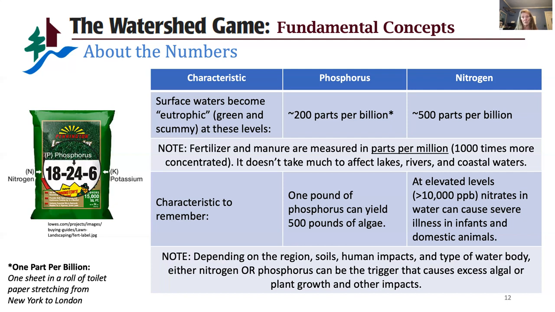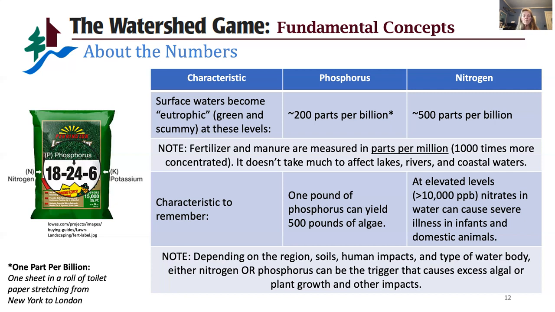And I think it's an important thing to make the point of. You should know how much nutrients your soil needs and not overload it, because it will end up where you don't want it. A couple of things: just 1 pound of phosphorus, I've seen this in very reputable sources, can yield somewhere around 500 pounds of algae. That's pretty dramatic. And another important thing is that at elevated levels, greater than 10,000 parts per billion, nitrates in water can cause severe illness in infants and domestic animals. So that's why we test well water for nitrates.